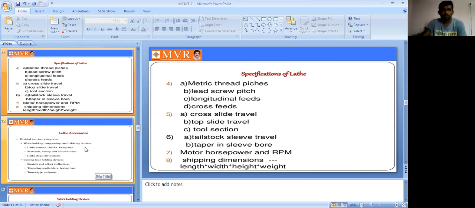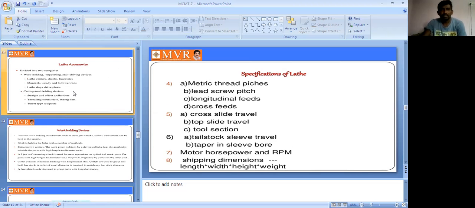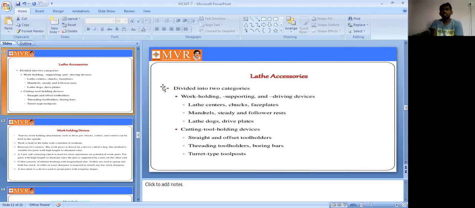Next we can see lathe accessories. So the next topic is lathe accessories. Lathe accessories are very important in any type of lathe work. They play a key role in machining. Lathe accessories are generally divided into 2 categories. The first is work holding devices. The next is cutting tool holding devices. Work holding devices are based on supporting and driving.